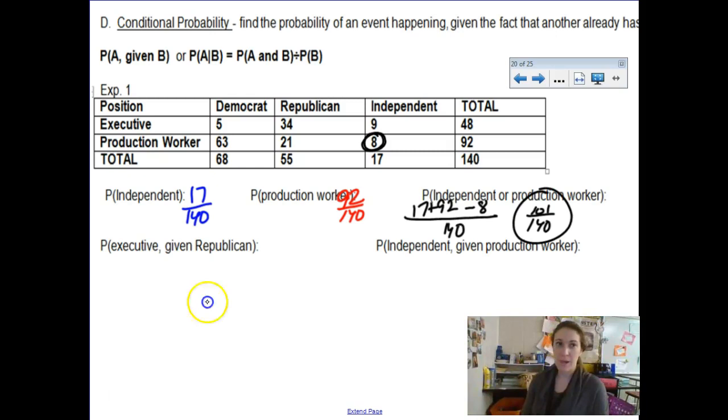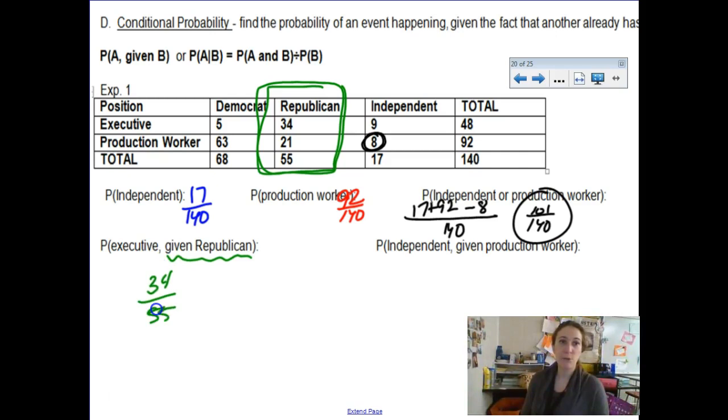Okay, this is cool. So it says, probability that you're going to choose an executive given that your person is a Republican. So that tells me I'm only allowed to look at the Republican data. So zone in on that. Within that data, there are 34 executives out of 55 total. That is what conditional probability looks like. There is a really nasty formula for it, but in all my years of teaching this, that's the best way I can come up with. I think that's the easiest for kids to understand.